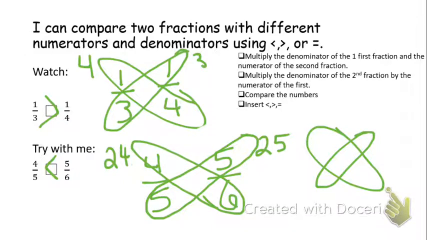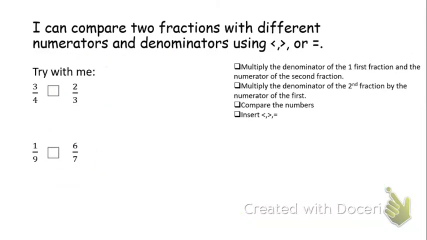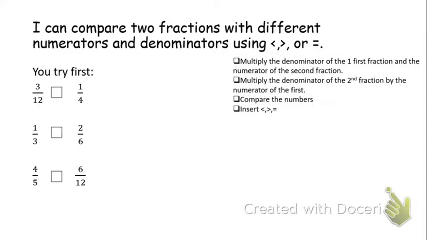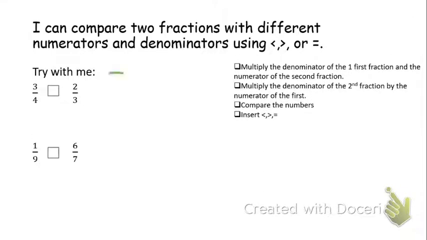That's a really bad example. But yeah, it kind of looks like a butterfly. So you're going to keep trying these with me. So go ahead and write 3/4 down and 2/3. Okay? And then I'm going to multiply across.